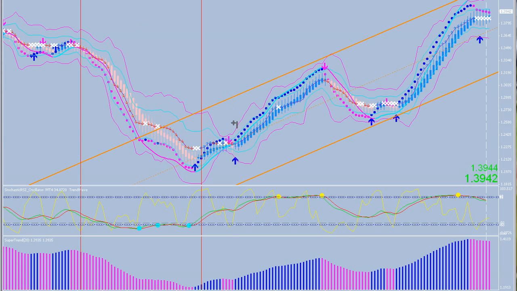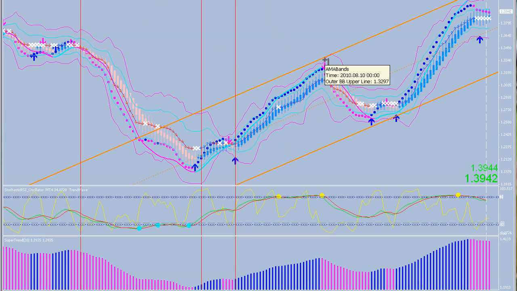So your next entry would be right here, and you would ride it until your non-lag dot changes color, and that would be for 847 pips. So the non-lag dot is really an important part of entry but especially exit. The white X's are your cue for avoiding range trades so that you don't get caught in whipsaws during consolidation areas.